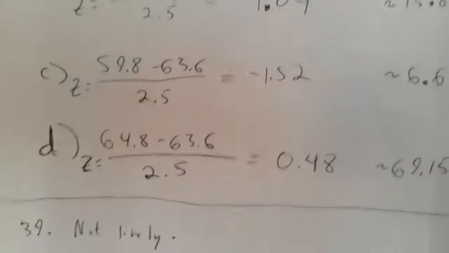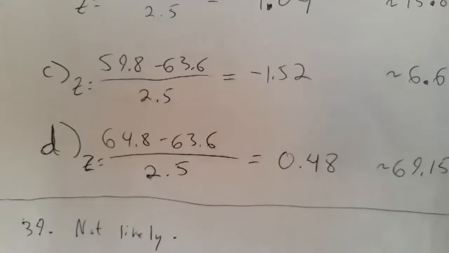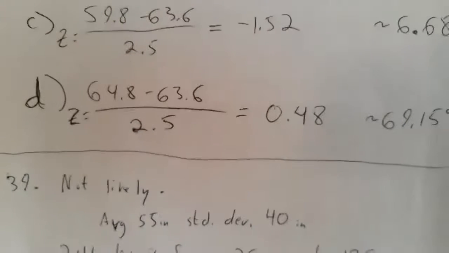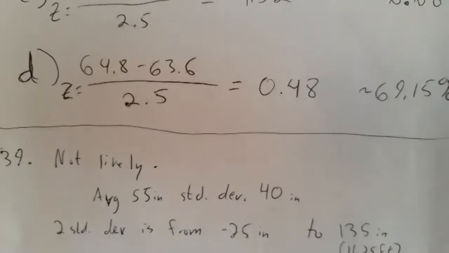No. What I would do, I would think about the ranges of those numbers that they're going to encompass, right? 1 standard deviation, 2 standard deviations. No, it's not likely. Why is it not likely? Well, if we do 2 standard deviations, 40 is 1 standard deviation, so if we add and subtract 80 to that, what's happening to those numbers? That's what I was thinking about.